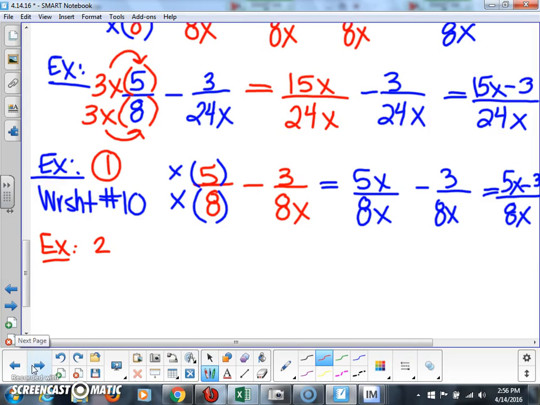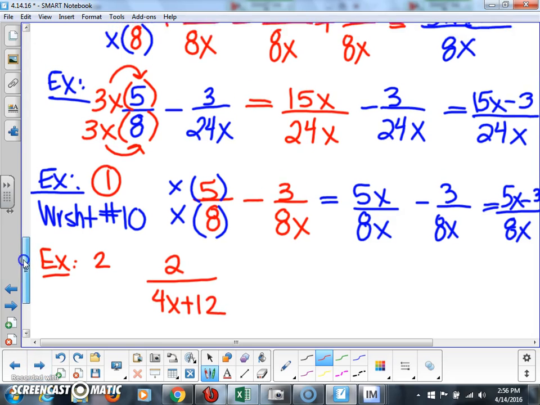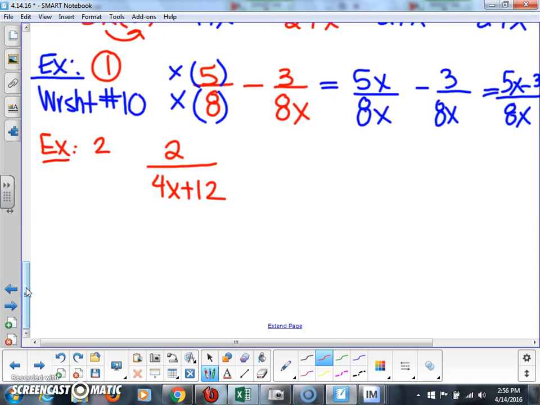You might want to write this in your packet so that you have the notes for it. We're going to do probably all 6 examples from the packet, and then you guys are going to have some homework that's fairly easy. Example 2 says 2 divided by 4x plus 12. So we did easy, elementary, middle school, and now we're in high school.